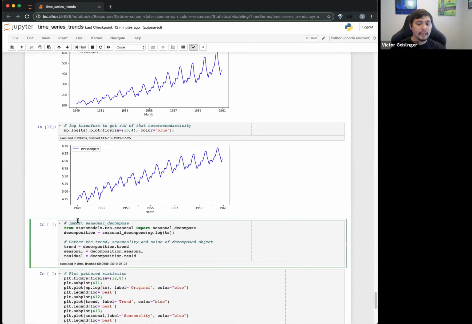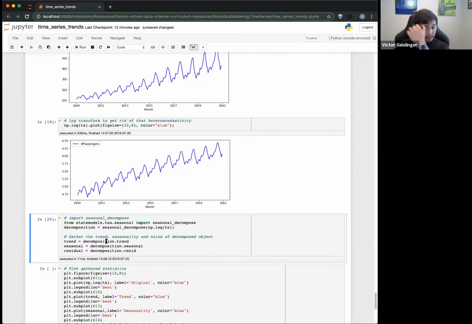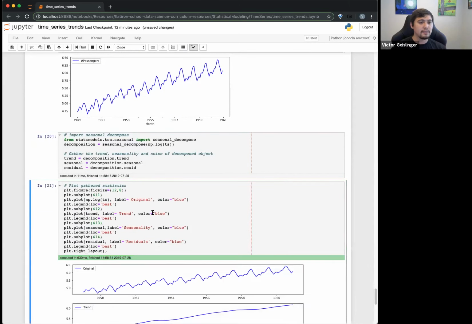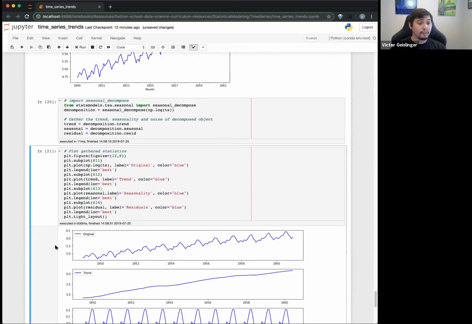Okay. And then we can use statsmodels to do decomposition. What's cool is that with this decomposition method, the seasonal decompose, we can split it up into a trend, a seasonal, and a residual. And a residual is like the leftovers, right? So if we plot this out, and again, this is from the curriculum as well, so you can follow along.